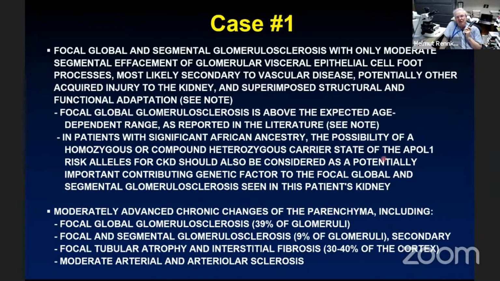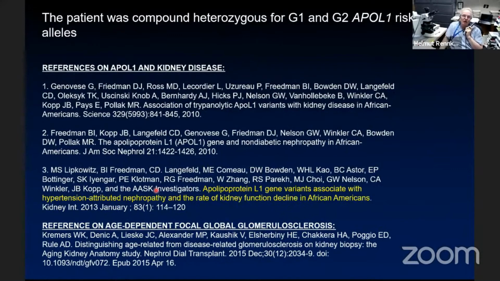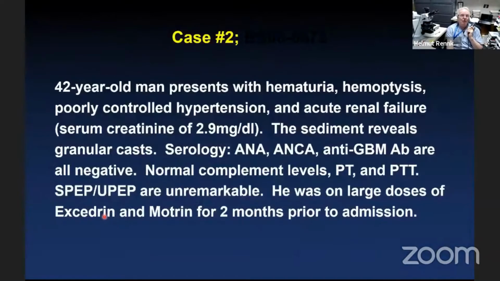she has, because she is African-American, we always put this warning in that one should really look for genetic factors in a patient like this. And indeed, this patient was a compound heterozygous G1 and G2 for the ApoL1 risk alleles, something that in the past was attributed to hypertension. Hypertension-attributed nephropathy in African Americans. Millions of dollars were spent in studies of this condition, only to find out later that it was, to some extent, a genetic predisposition through the mutations of the ApoL1.